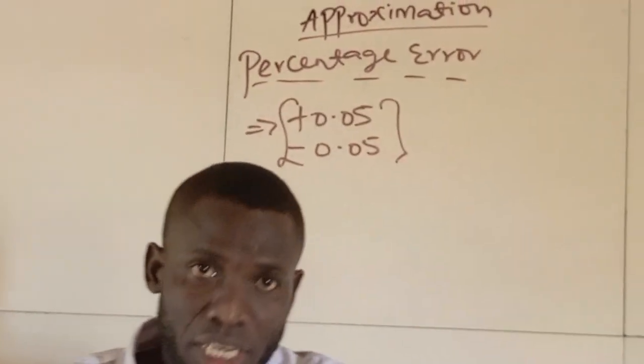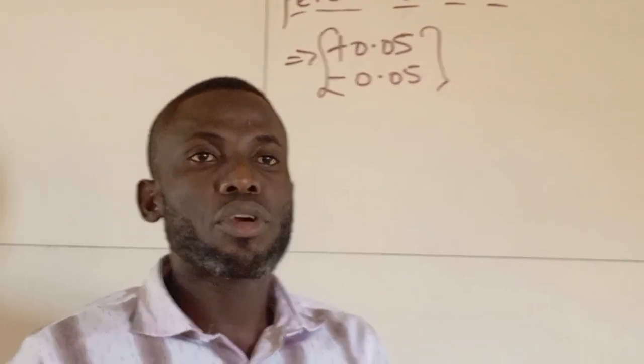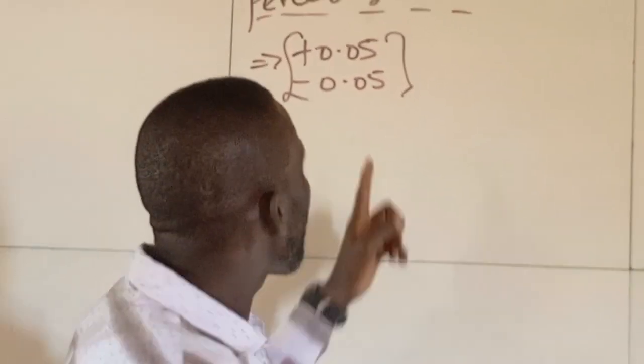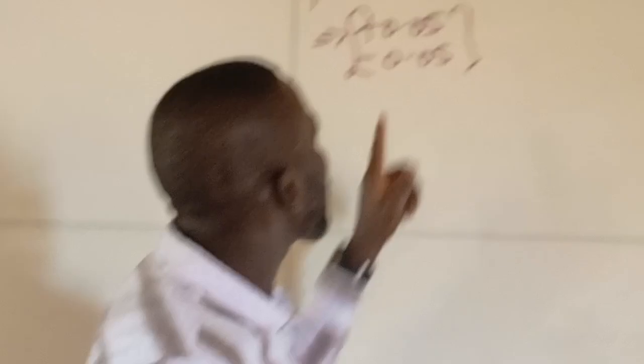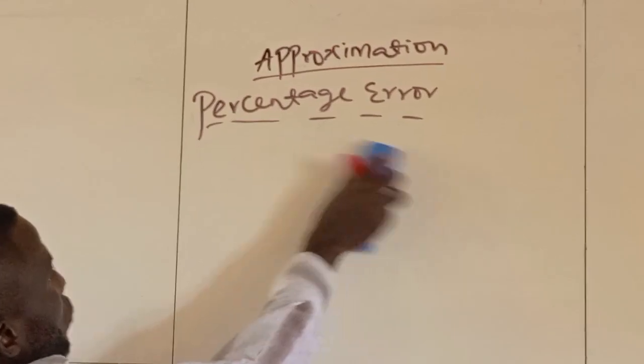Have you ever given a budget? Maybe a budget of 50,000, and at the end of the day, when you get to the market, you discover that 50,000 cannot actually cover what you need. So the errors that are committed with regards to the percentage of your budget is what this topic is actually talking about.